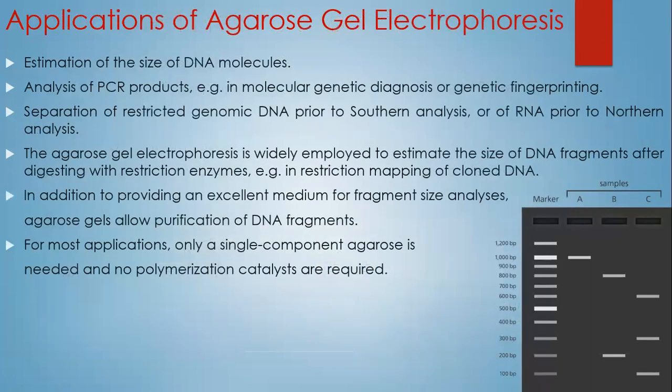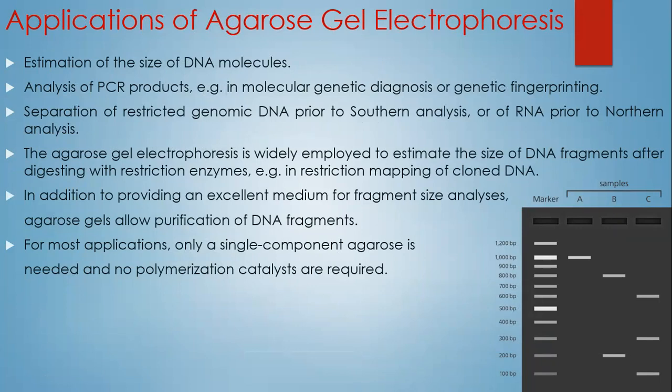Applications of agarose gel electrophoresis. So estimation of the size of DNA molecules and analysis of PCR products, for example, in molecular genetic diagnosis or DNA fingerprinting and other PCR products. Separation of restricted genomic DNA prior to Southern analysis, or of RNA prior to Northern analysis.